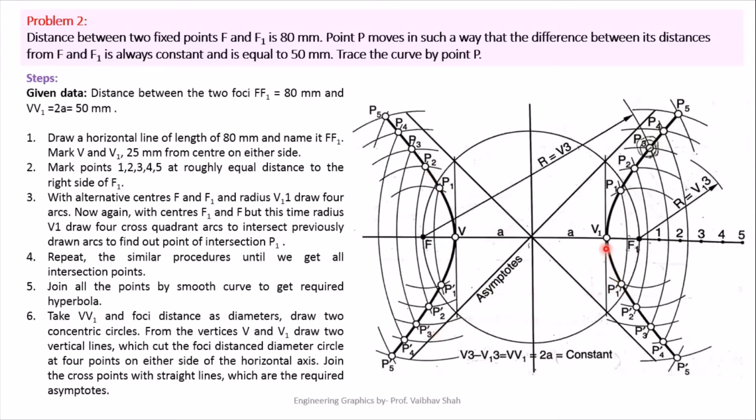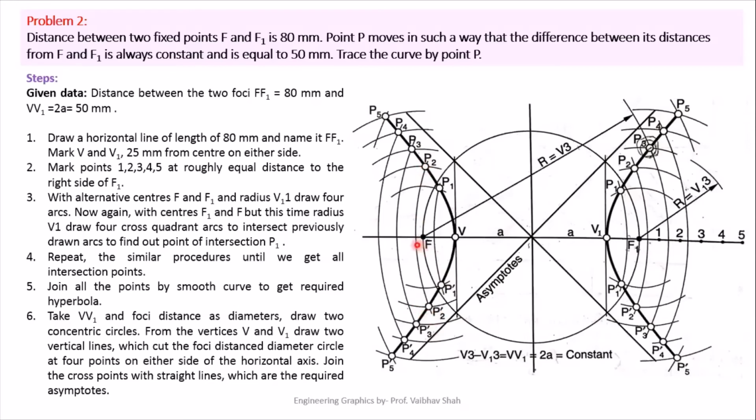Now next step, we'll take the distance of V 2. We have to make one arc from F1, above F1, below F1. Similarly, we have to put the same compass at distance V 2. We have to make one arc above and below point F. After that, we have to take the radius equal to V1 2. And now we have to use F1 as a center. We have to cut the previously drawn arc here to get P2 and down here to get P2 dash.